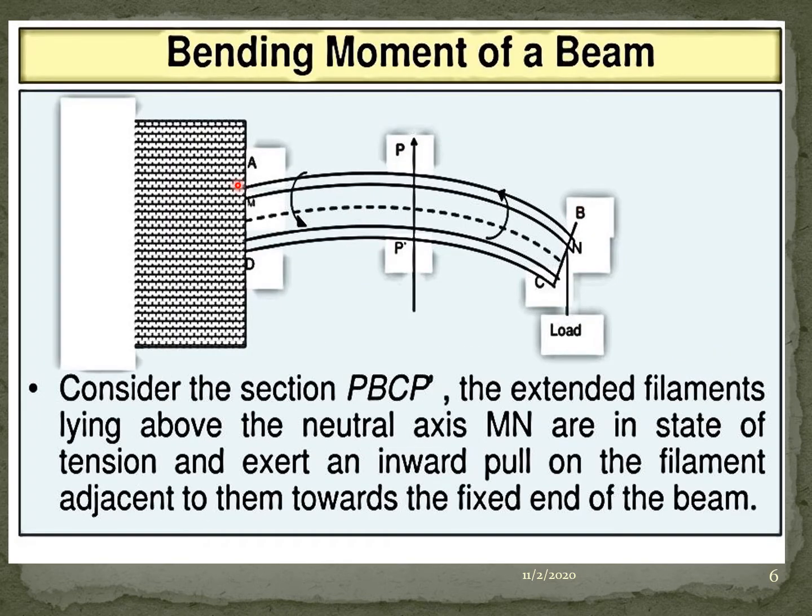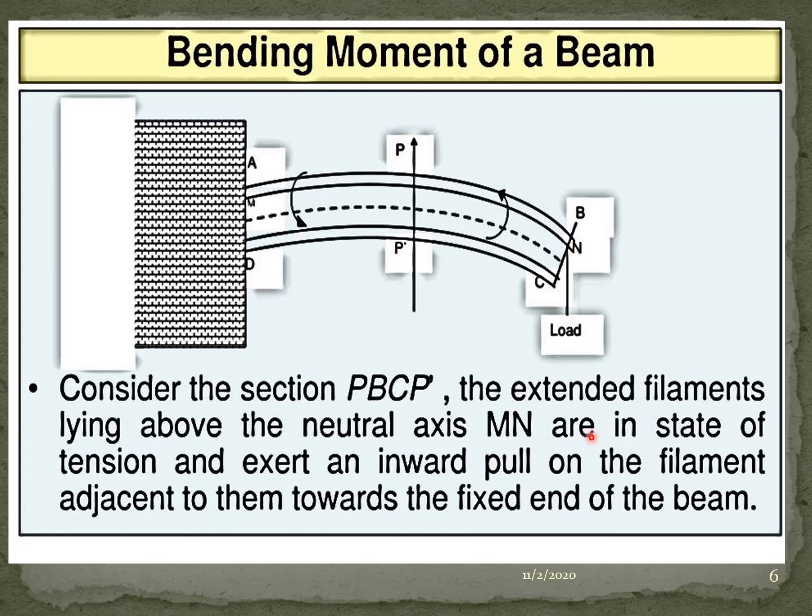Let us consider a portion of a beam ABCD where AD is a fixed end and BC is a loaded end. Load is applied. Now consider the section PBCP dash, that is the extended filaments lying above the neutral axis Mn. So Mn is a neutral axis. So AB is a layer which is elongated and CD is a layer which is compressed.